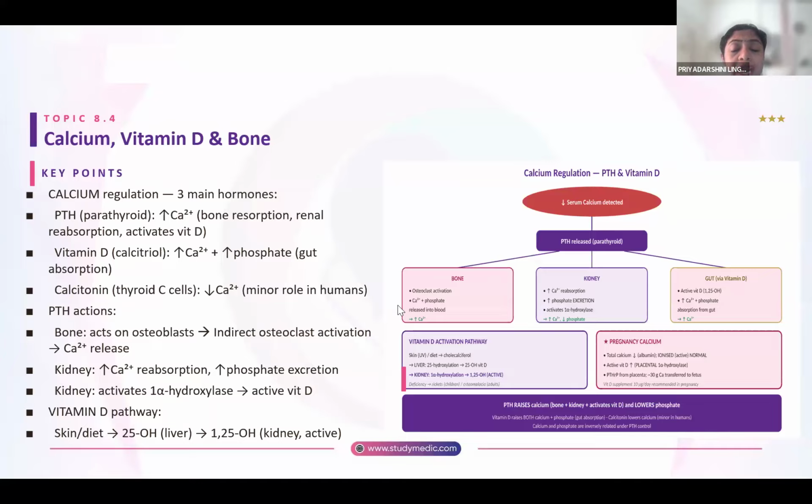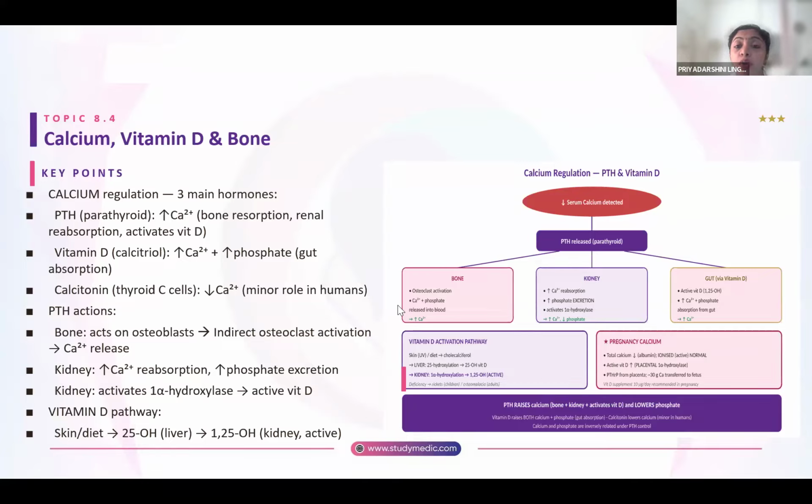So how does the vitamin D activation, or how does vitamin D synthesis generally happen? From the skin and from the diet, you have cholecalciferol. In the liver, you have 25 hydroxylation to give 25 hydroxy vitamin D. Now, when this reaches the kidney, you have 1-alpha hydroxylation. So the final product is going to be 1,25 dihydroxycholecalciferol. This is the active form of vitamin D that you need to understand and have.